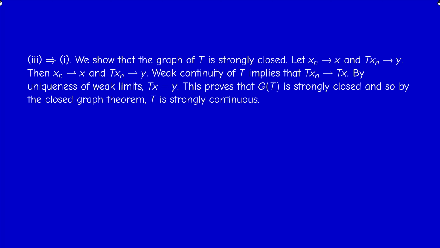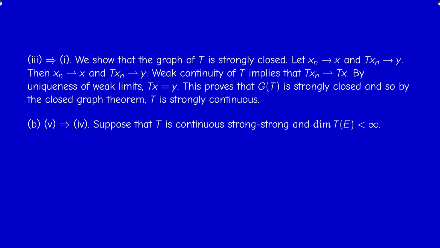Okay, so now the second part, 4 and 5. So here we deal with the continuity weak strong. Okay, so let us prove that 5 implies 4. So we have that T is continuous strong, and the dimension of the image of T is finite. Okay, so we have to prove that T is continuous weak strong.